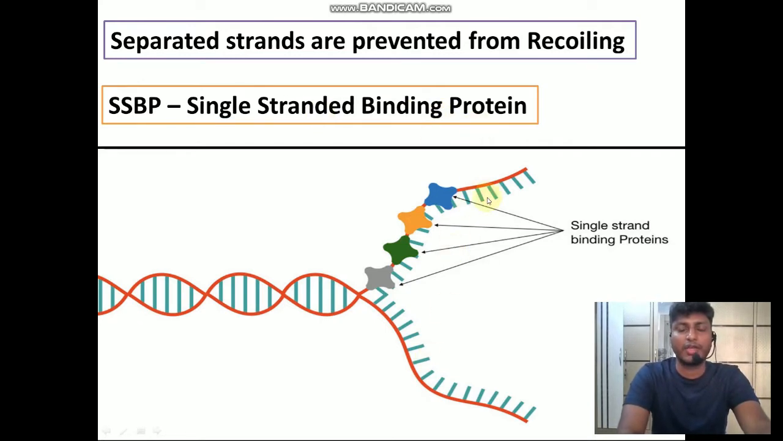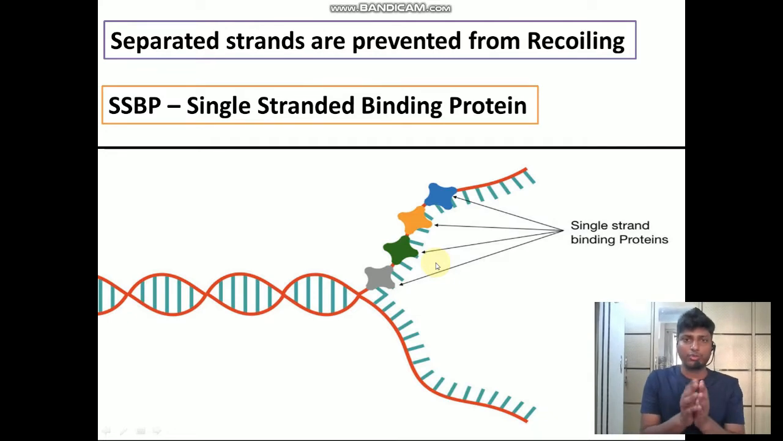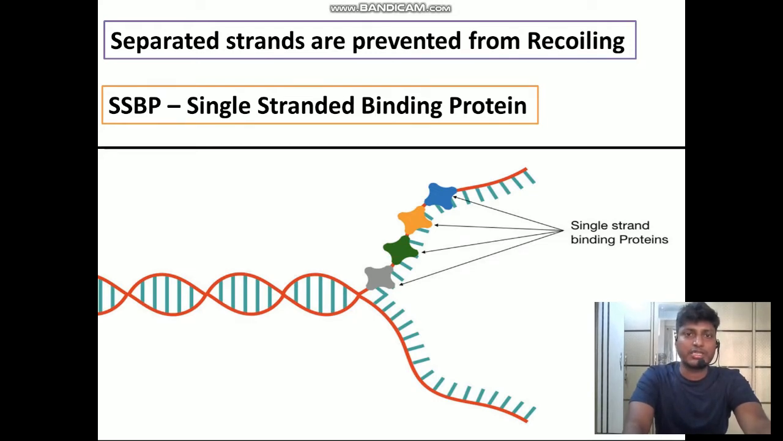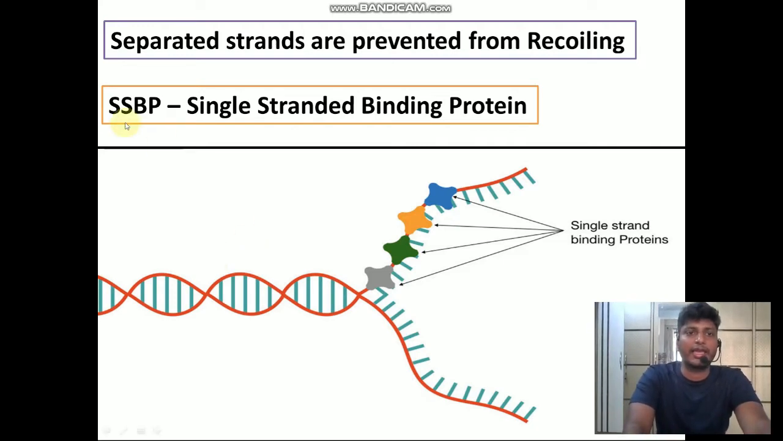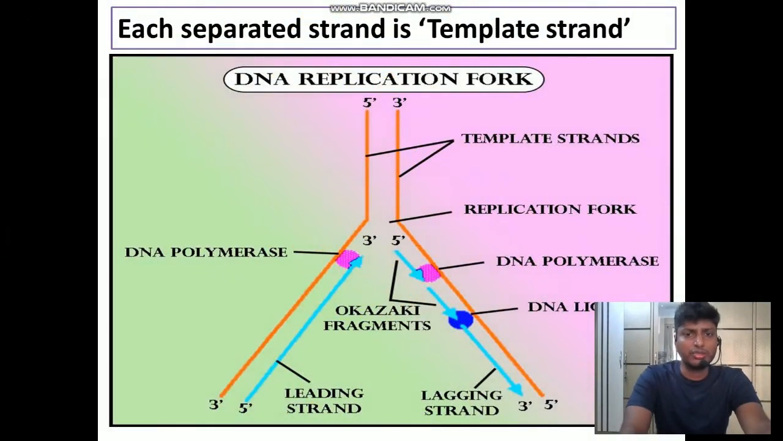Once the two strands have separated, you can imagine that there is a high chance that the two strands might coil again. It can coil back. So there has to be some way by which the two strands should be prevented from coiling again, and that is majorly done by this SSBP. That's why these are known as single stranded binding proteins. That means these proteins are going to prevent the two strands from coiling back.